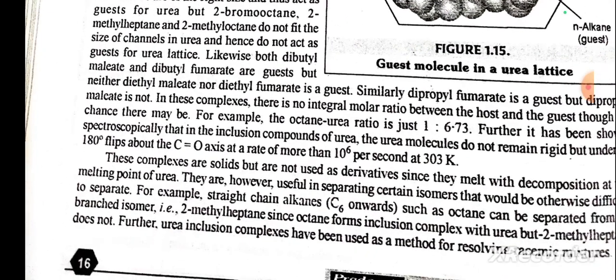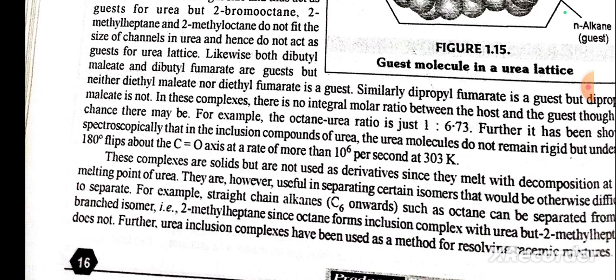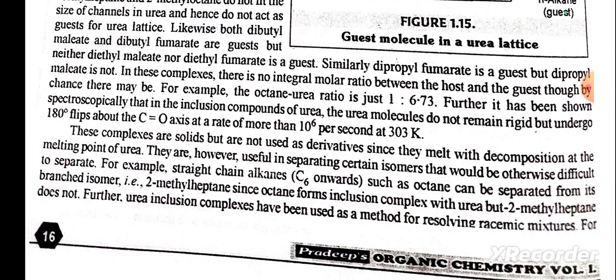the 1,8 flip and about 3 carbon double bond oxygen rate to be more than 10 to the power 6 per second at 303 Kelvin. These complexes are solid but are not a derivative, since the melting point lies between the decomposition and the melting point of urea, and these urea complexes are used to separate isomers which are otherwise difficult to separate.